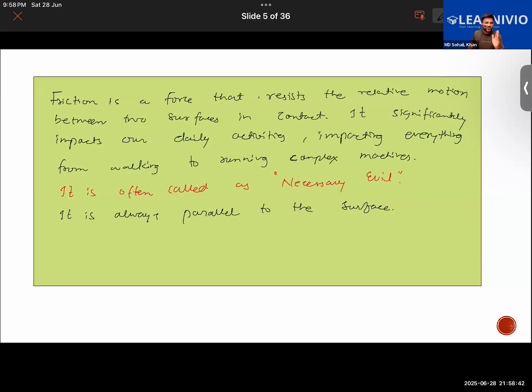So if a definition of friction is asked, you can either copy the same definition, or if you have understood it completely and your answer writing skill is good, you can write it in your own words.